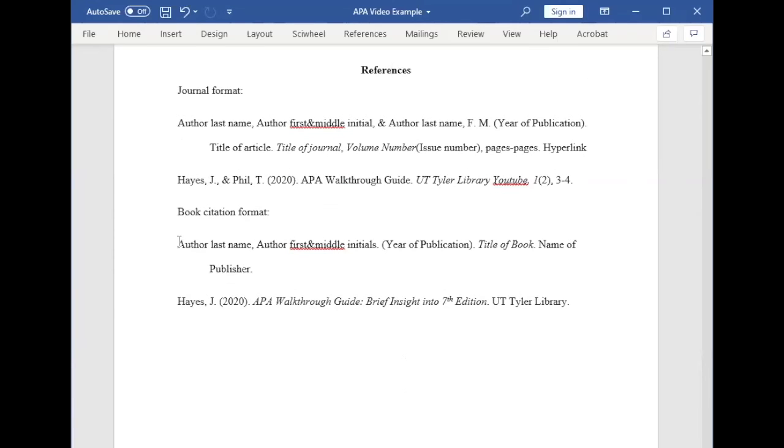Book citation format is slightly different. So the author last name and author first and middle initial is included, but rather than the title of the article, or in this case, the title of the book being the regular font, you would italicize the title of the book and then make the name of the publisher the same as the rest of the paper. So here's an example, Hayes J 2020, APA Walkthrough Guide Brief Insight into 7th Edition is the title for this particular source, and the publisher is the UT Tyler Library.